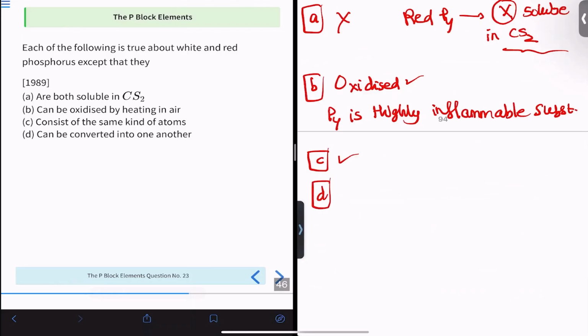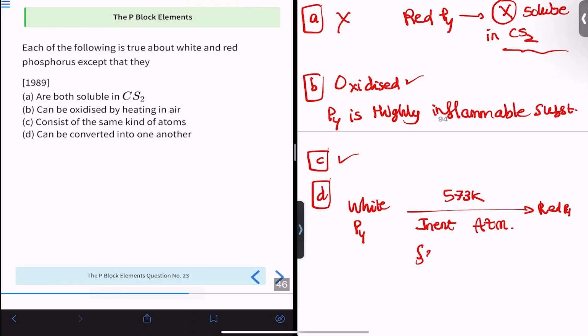Now moving on to option D, it can be converted into one another. Can white phosphorus be converted to red phosphorus? If you go through the NCERT lines, it is clearly written that red phosphorus is obtained by heating white phosphorus at 573 Kelvin in an inert atmosphere for several days.